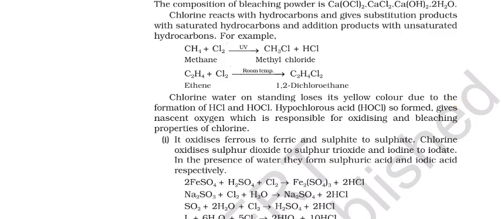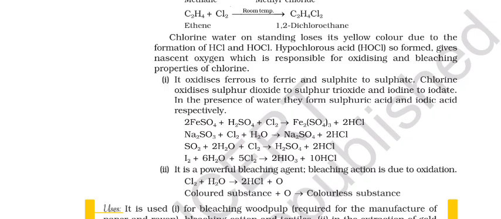Chlorine water on standing loses its yellow color due to the formation of HCl and HOCl. Hypochlorous acid gives nascent oxygen, which is responsible for the oxidizing and bleaching properties of chlorine. It oxidizes ferrous to ferric and sulfide to sulfate. Chlorine oxidizes sulfur dioxide to sulfur trioxide and iodine to iodate. In the presence of water, they form sulfuric acid and iodic acid respectively.